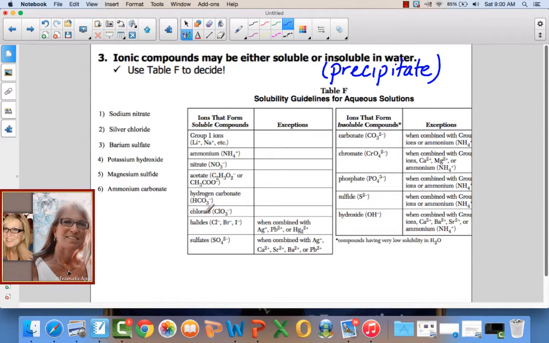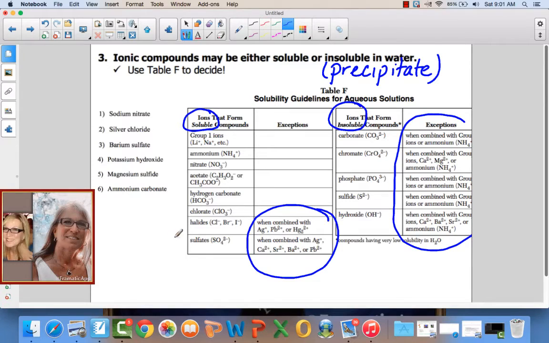So very briefly, the left side of the table are ions that are soluble, unless they meet one of the exceptions, and then the opposite happens. The right side of the table are ions that are insoluble, unless you meet one of the exceptions, and then the opposite will happen. So let's take a few of these examples. We go to the last part of the name, nitrates. You can see that nitrates are on the soluble side and there are no exceptions, so this is soluble.